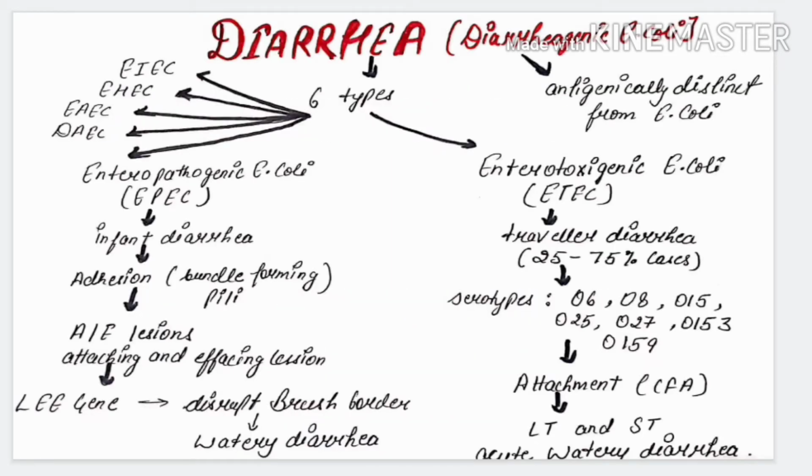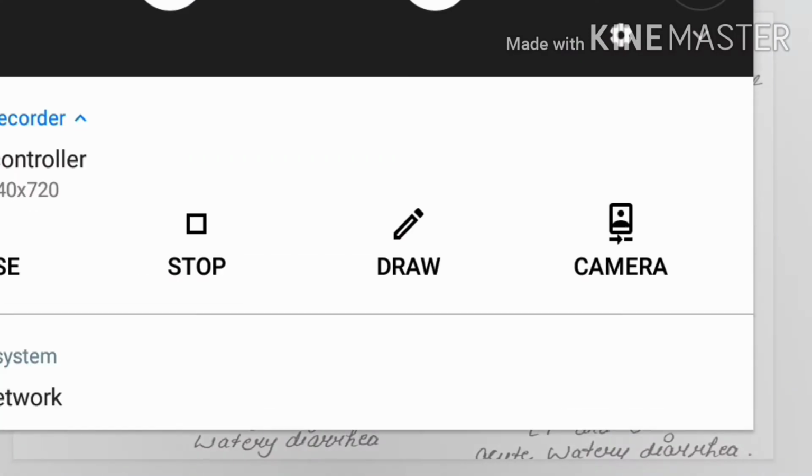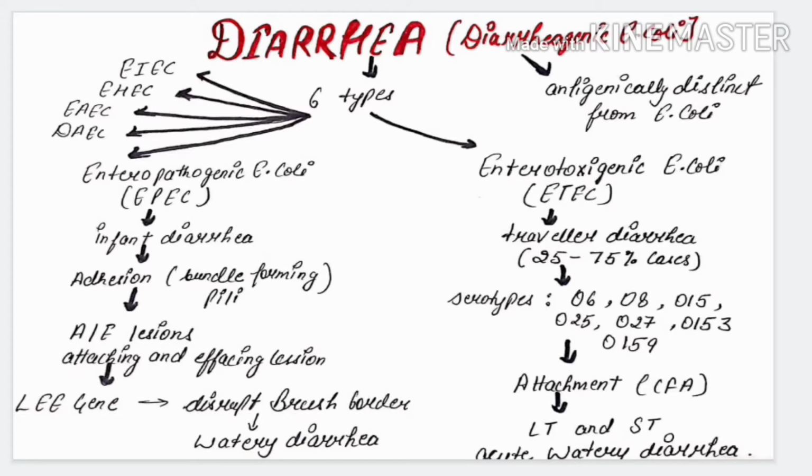Let's go through it. First we will go through the introduction of Diarrheagenic E. coli. The strains of the E. coli that cause diarrhea are called Diarrheagenic E. coli. They are antigenically distinct from the E. coli that are present in the body of the host as a commensal. From the commensals that are present in the body of the host, they are antigenically different.